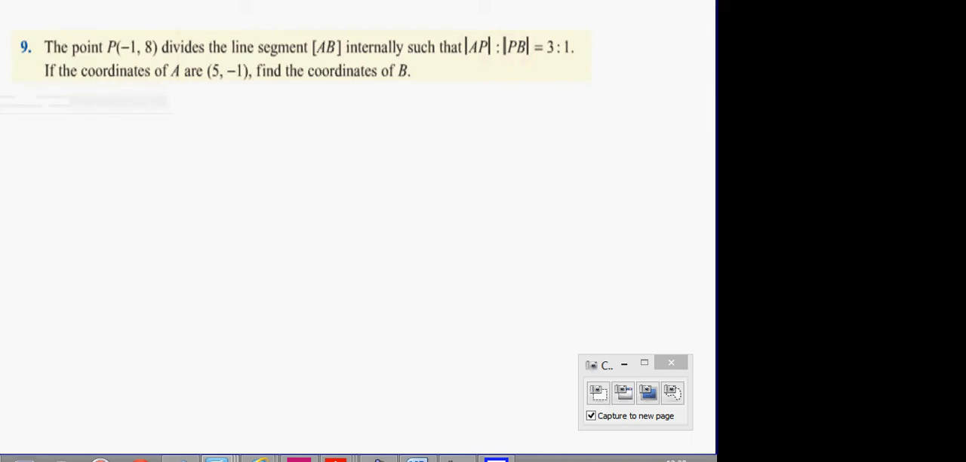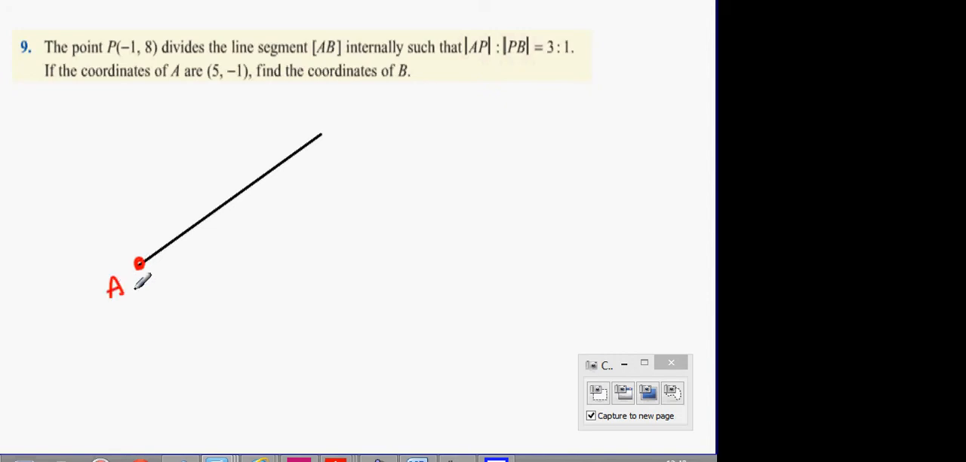Guys, so the point (-1, 8) divides the line segment AB internally such that the ratio of AP to PB is 3:1. The coordinates of A are (5, -1). Find the coordinates of B. Okay, draw a quick diagram just to explain to yourself what's going on.